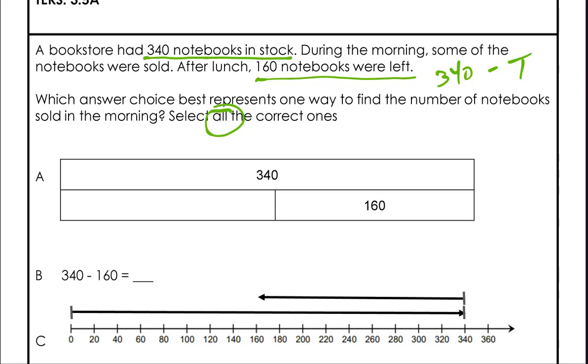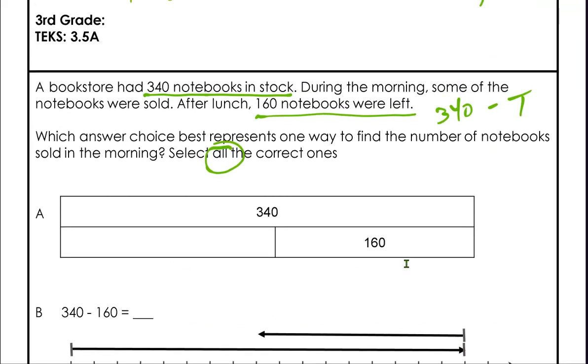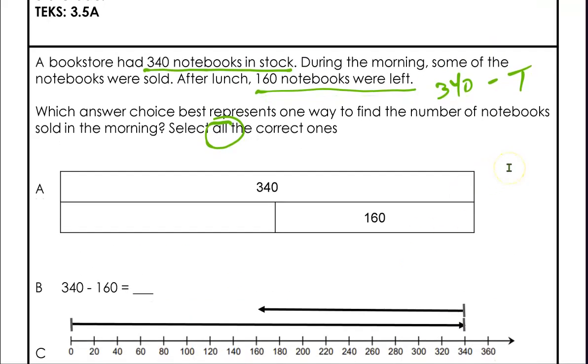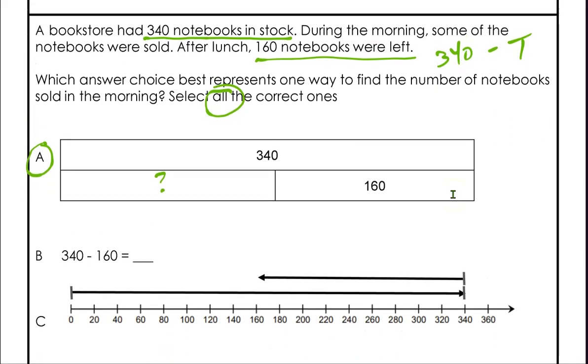So we know that A, in a strip diagram, 340, the total, needs to go in the whole part. Is it? Yes. Okay. Now, is one of the parts 160? Yes. Okay. Now, the other one is blank. It doesn't have a question mark, but it is blank. I don't know if they forgot to put the question mark, but let's say they did forget. So, would this one be correct? Yes.